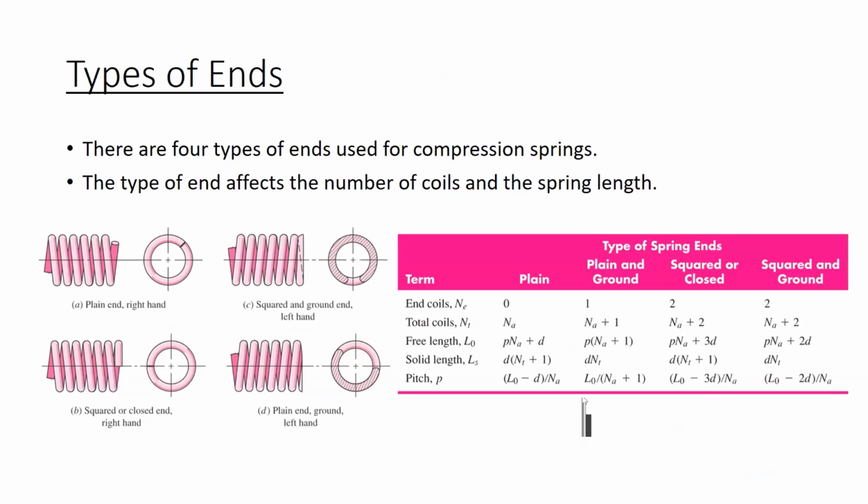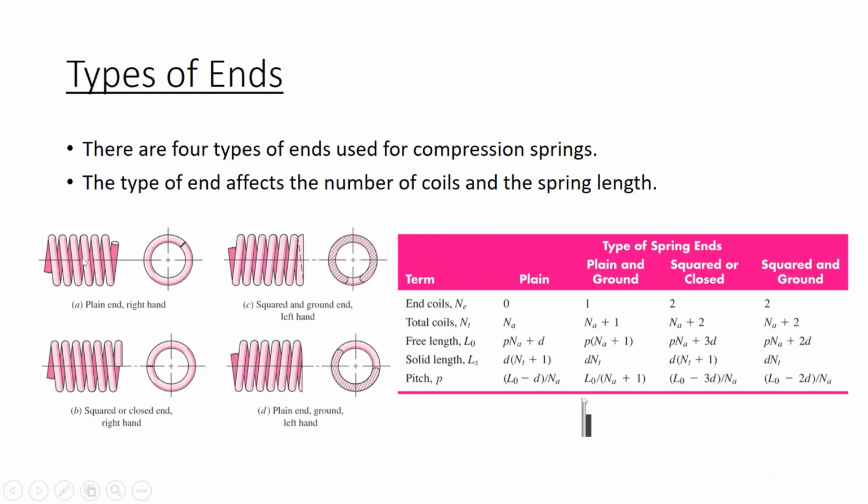So the type of end on a spring is really important, and there are 4 types of ends used for compression springs. The type of end affects the number of coils and the spring length. So this table here should go in your analysis tool.